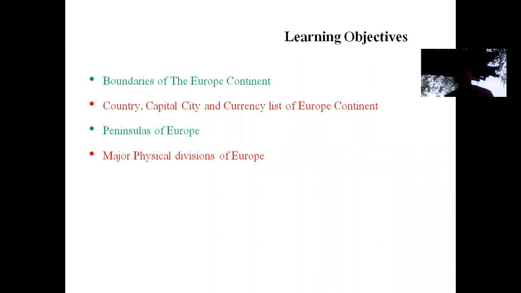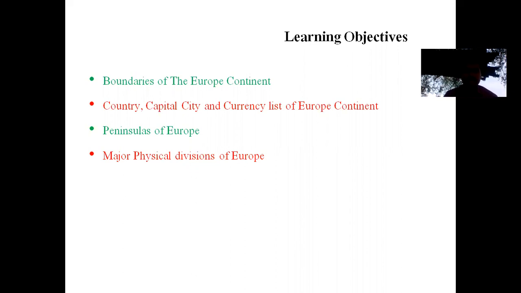We know that Europe has 51 countries, and Europe has one nickname, guys. The Europe continent has a nickname called Peninsula of Peninsulas. That is the nickname. Why that nickname? That we are going to study. Peninsulas of Europe. Then the major physical divisions of Europe.